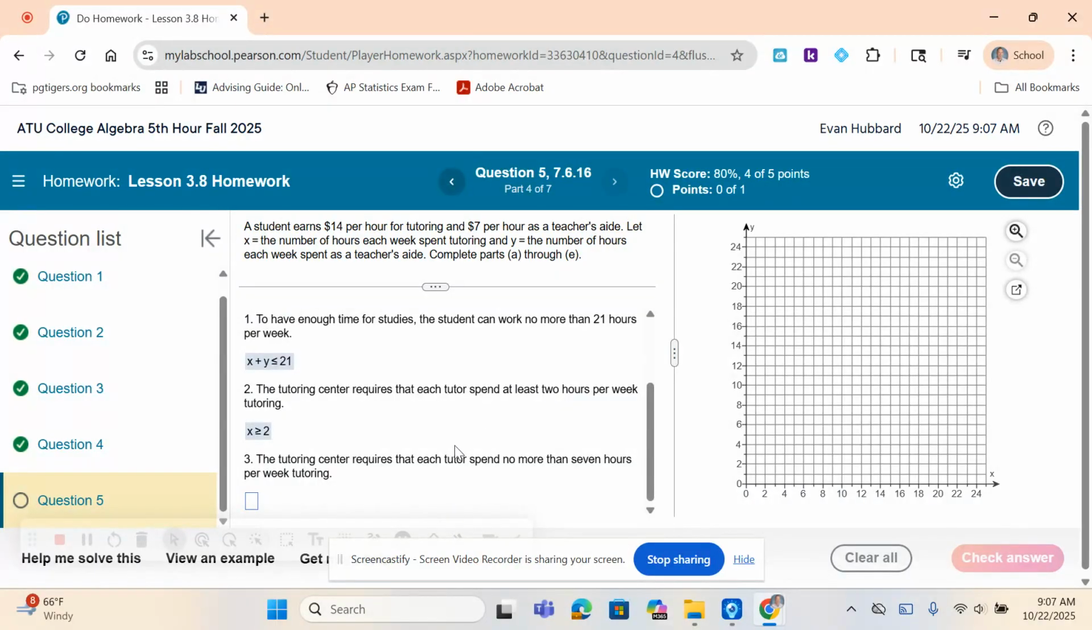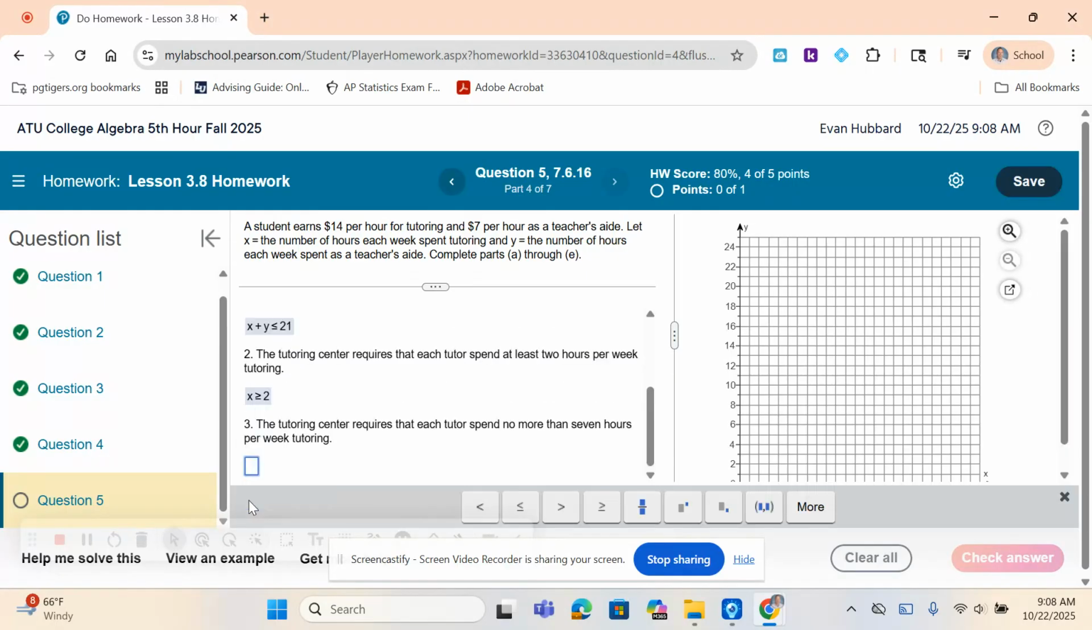The tutoring center also requires each tutor to spend no more than 7 hours per week tutoring. That means that x has to be less than or equal to 7.